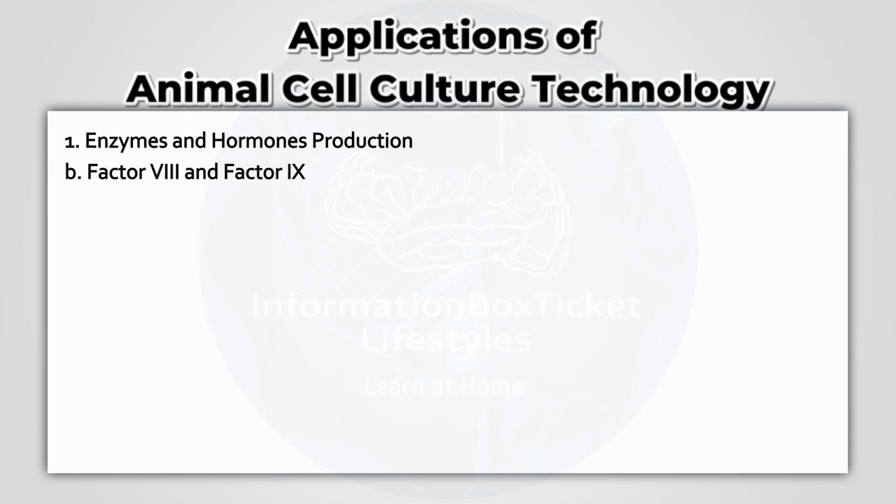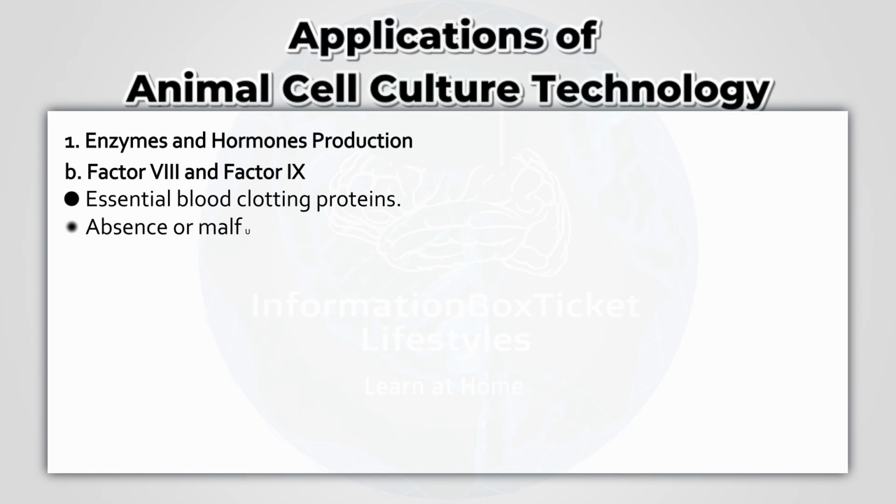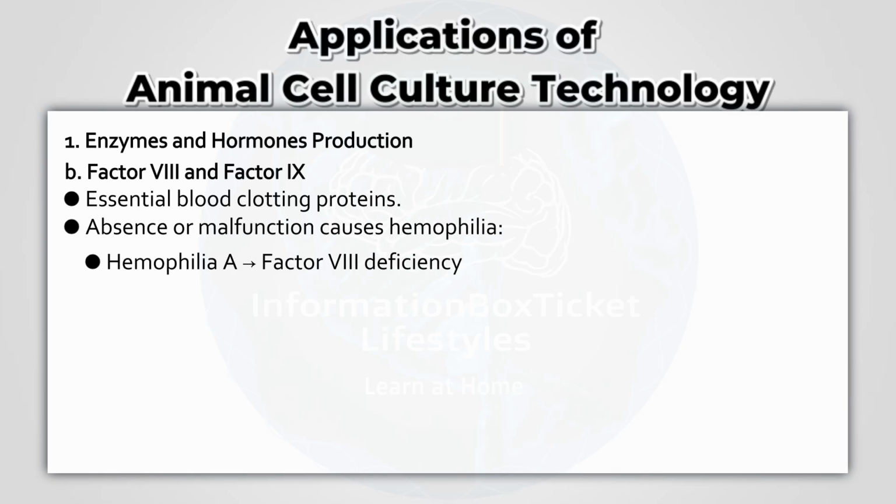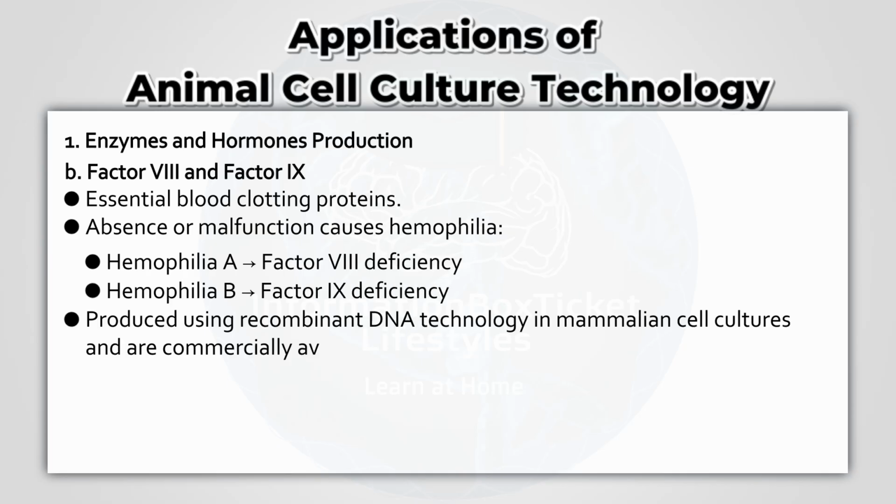B. Factor VIII and Factor IX, essential blood clotting proteins. Absence or malfunction causes hemophilia. Hemophilia A is due to Factor VIII deficiency. Hemophilia B leads to Factor IX deficiency. Produced using recombinant DNA technology in mammalian cell cultures and are commercially available.